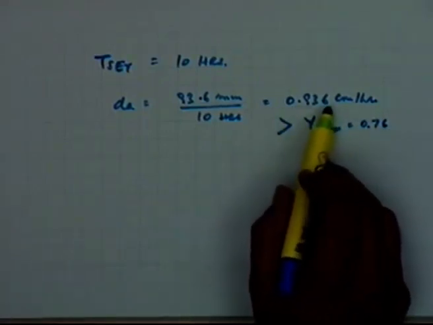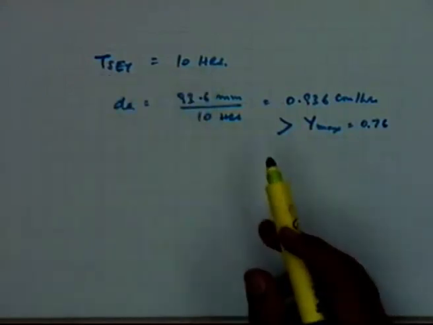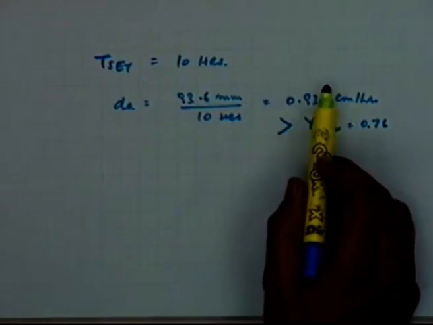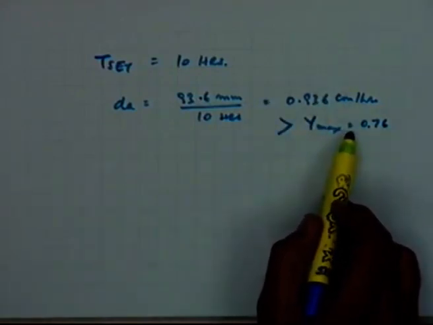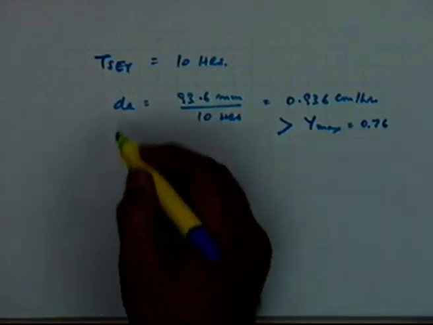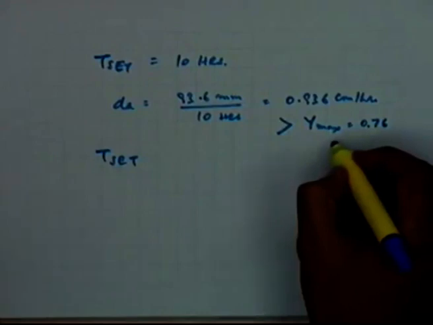That means if you have the setting time as 10 hours, you want to dump the water in 10 hours, then the rate of application will be much higher than what is desirable. Okay, so you have to choose, this is not acceptable.